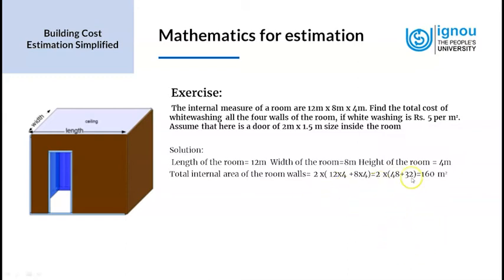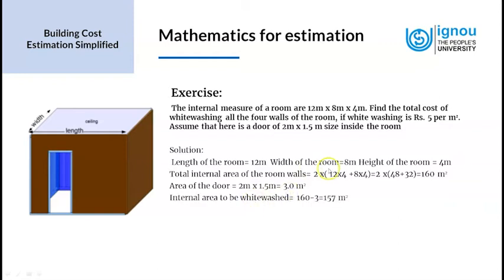So the total internal area of the room walls becomes 160 square meters. Mind you, we haven't taken into consideration the ceiling as of now. So we've just considered 4 walls as of now. So the area of the door is 2 meters into 1.5 meters, which is 3 square meters.